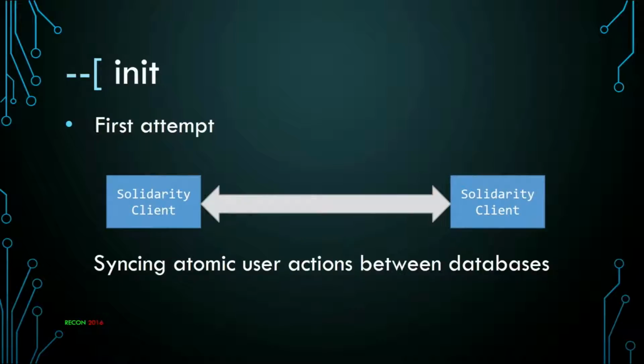So the first attempt was very simple. You have 2 IDA Pro instances, or SolIDarity clients, as we'll call them for now. This was like V1 of SolIDarity. We've gone through probably about 3 huge architecture overhauls.